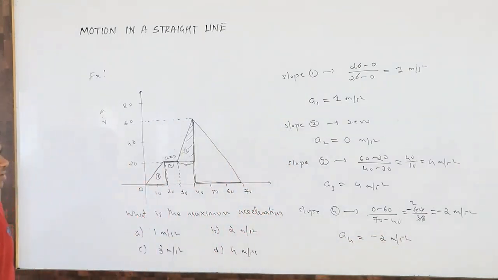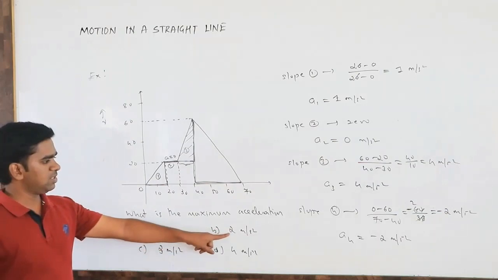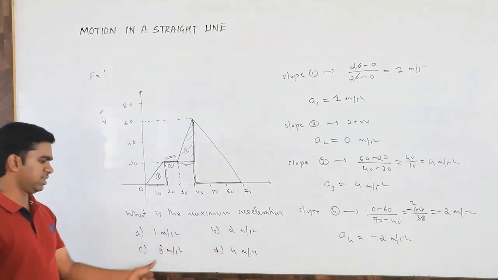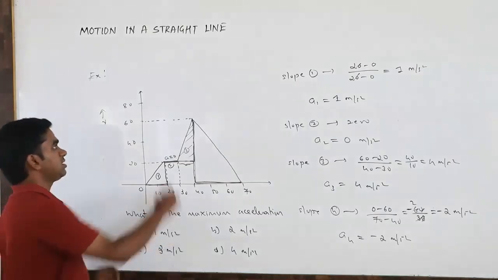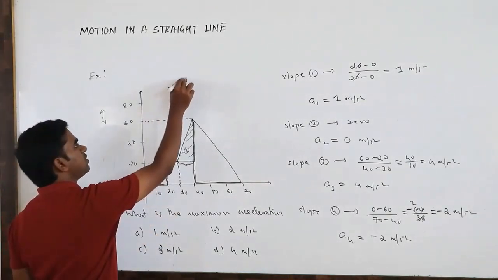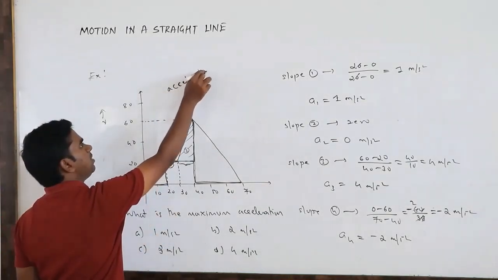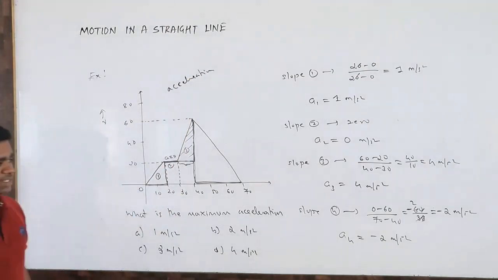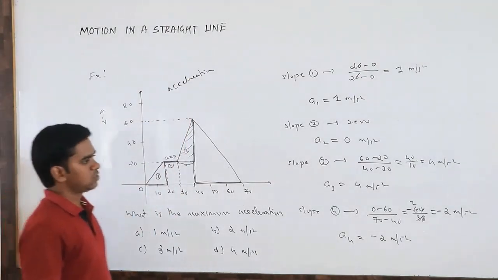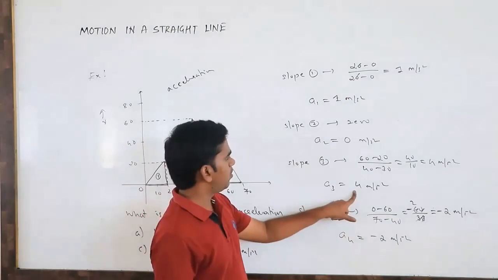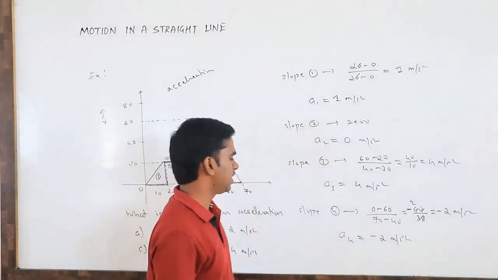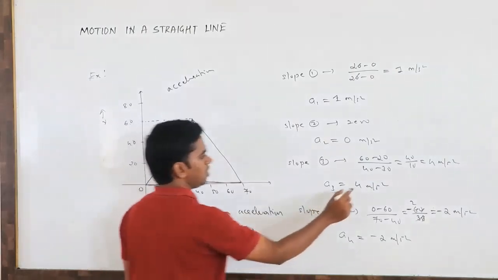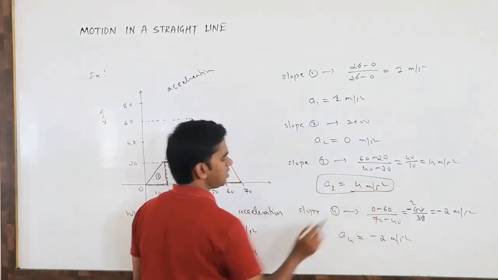Now look at your options. 1 is also there, 2 is also there, 4 is also there. Okay, 3 is only not there. So what they are asking is maximum acceleration. So maximum acceleration means, which is having the maximum value? 4. And this is 1 and this is what? Minus 2. Okay. So 4 is what? 4 is the maximum acceleration.